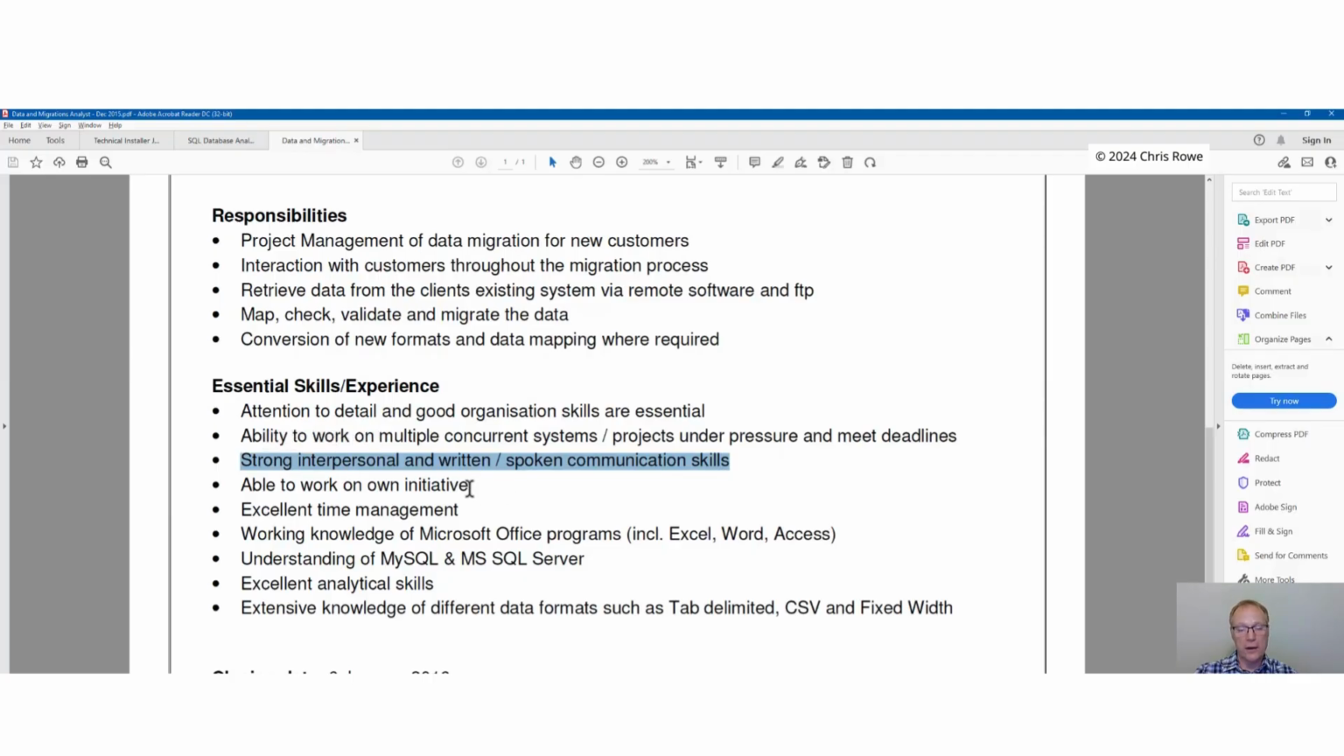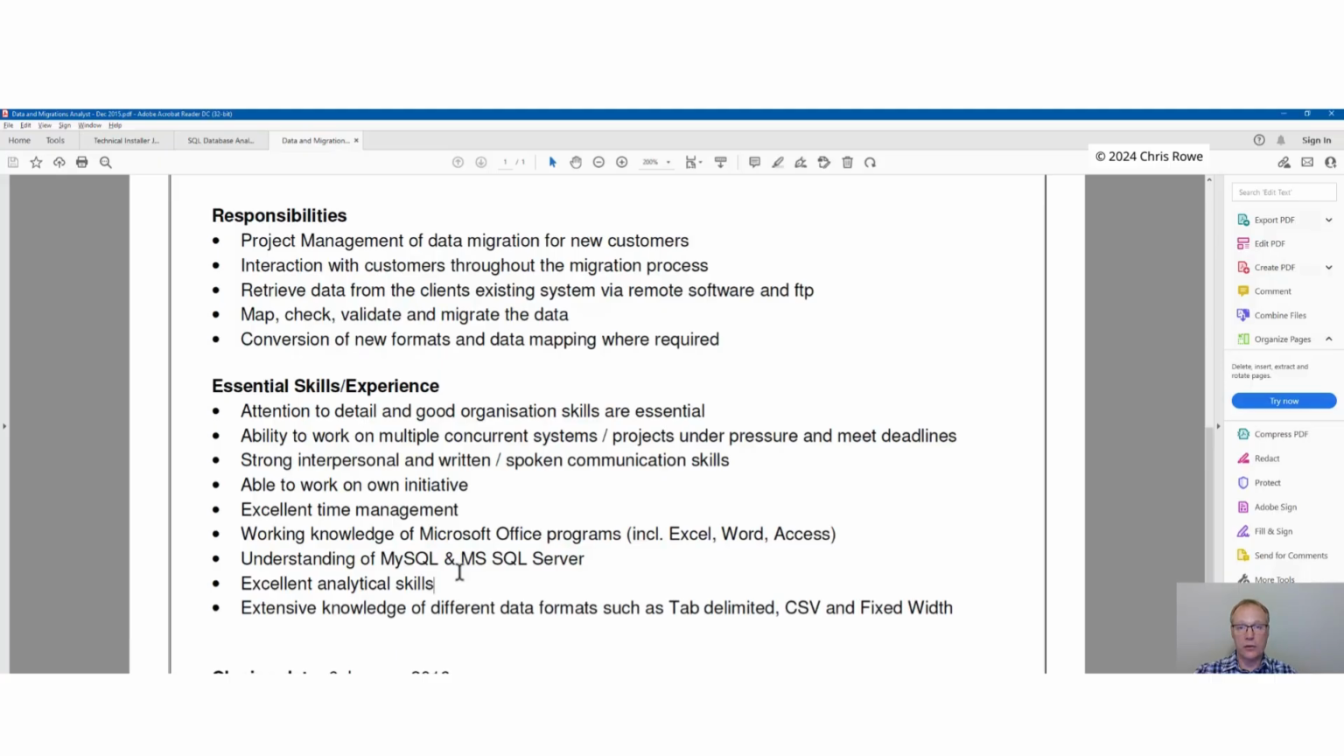And this is one area that's becoming more and more important. No longer a coder just sitting behind computer screens, typing away. You've got to basically interact with people at all levels. And somewhere near the bottom of the essential skills and experience was understanding of MySQL and MS SQL Server. Now, though I had an extremely basic understanding of SQL Server at the time, I was extremely strong on just about every other aspect there, especially working knowledge of Microsoft Office programs such as Excel and Word.